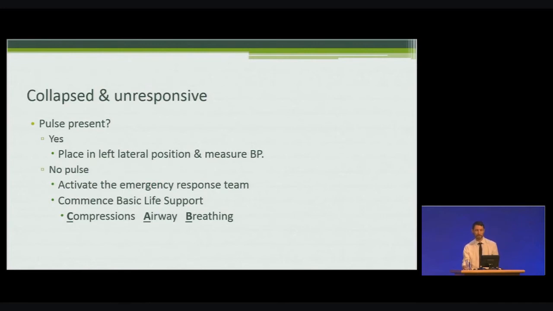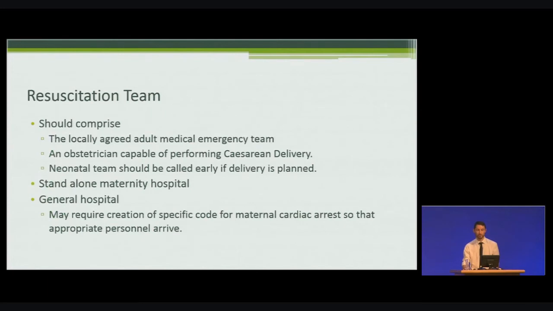So the resuscitation team should comprise the locally agreed adult medical emergency team. It should include an obstetrician capable of performing caesarean delivery, and the neonatal team should be called early if delivery is planned. For a standalone maternity unit, the resuscitation team would probably have all those people on it already. In a general hospital, it might be slightly different, so it may be necessary to create a specific code for a maternal cardiac arrest so that appropriate personnel arrive, i.e. the obstetrician and the neonatologist.